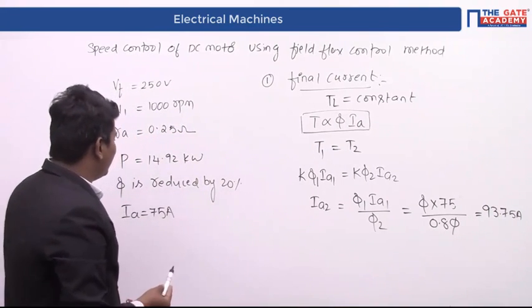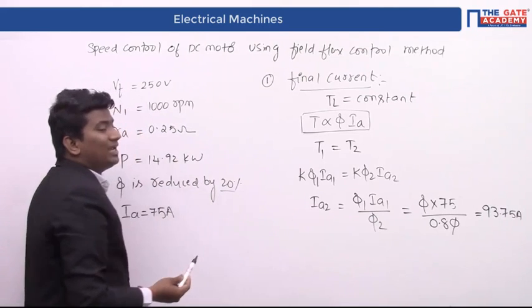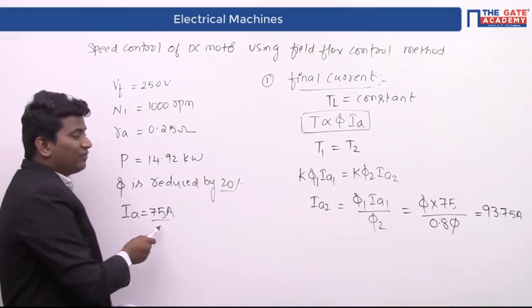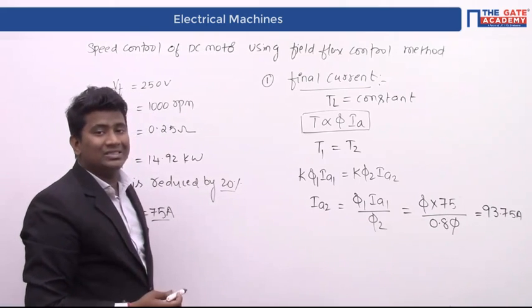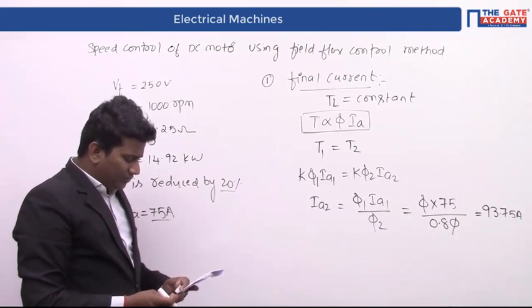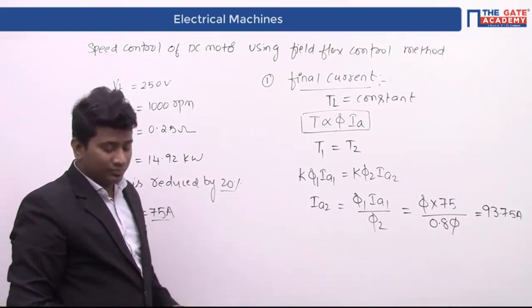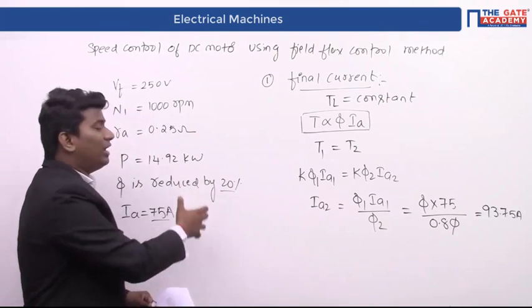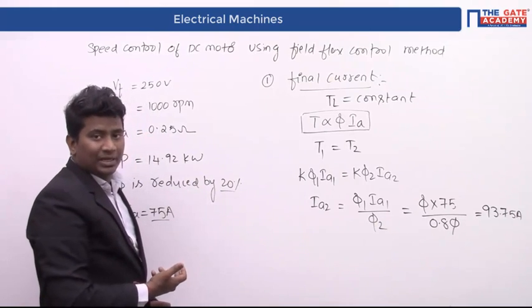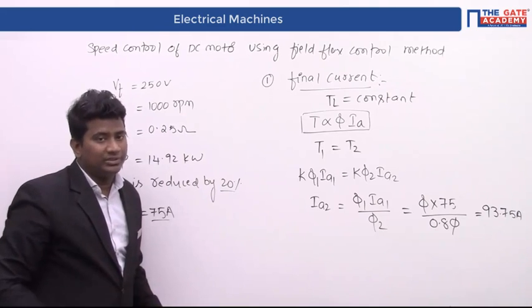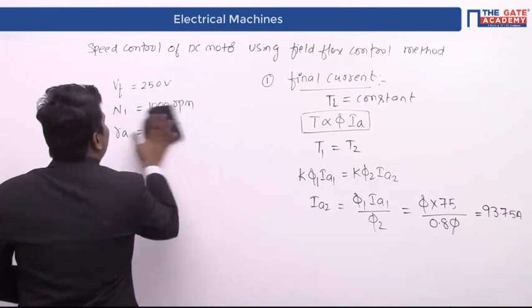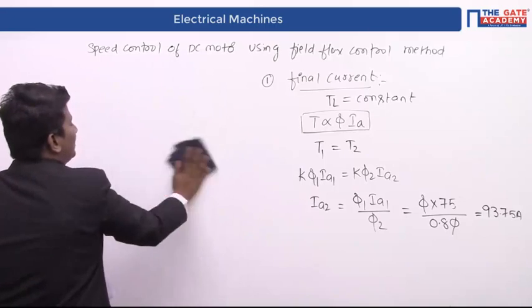93.75 amperes. It means if you reduce the flux by 20%, your armature current is increased from 75 to 93.75 amperes. Now they have asked another question, the final speed also. It means after reduction of this flux by 20%, what is its final speed? Let us see how to find this out. While solving this question, you need to find out the new speed.